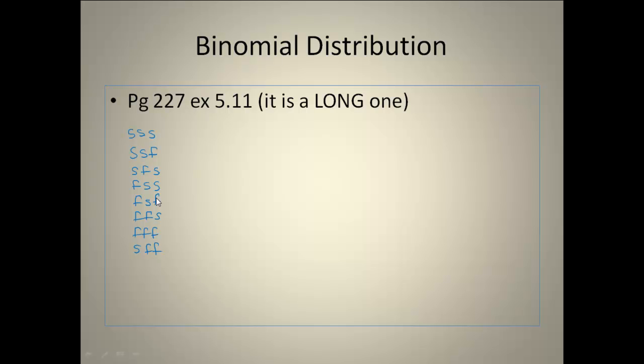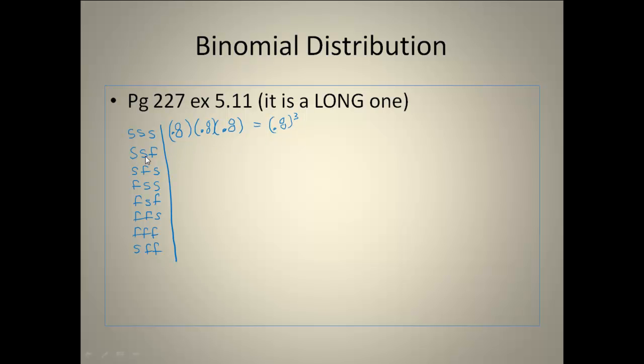Now part C says determine the probability of each outcome in part B. So what you have to think about now is to get success, success, success, I would have to have the first person live. So that's a 0.8 probability of living. Second person also has to live, so that's another 0.8. Third person also has to live, so that is a third 0.8. I could write that a little bit shorter and write it as 0.8 to the 3rd power.